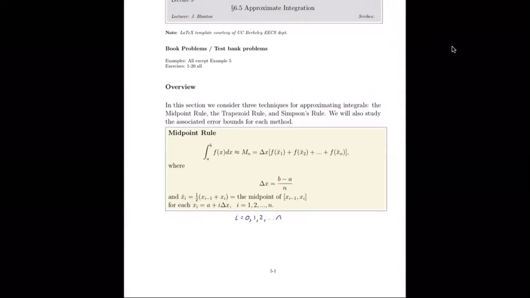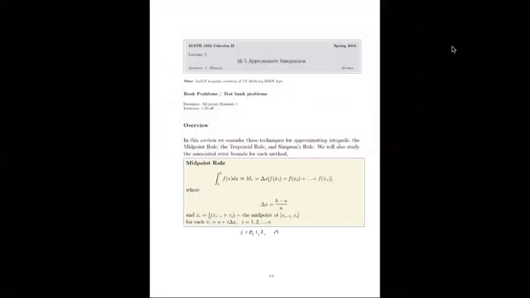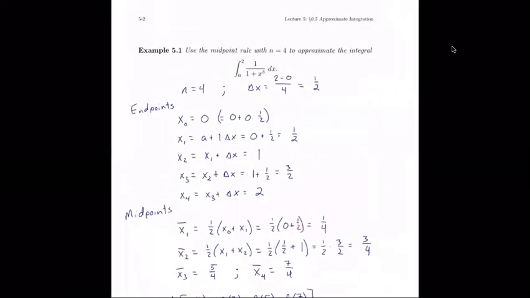And if you follow that check, you'll see that that's the case. So that's our formula for the midpoint rule. We'll see the trapezoid rule and then Simpson's rule in a subsequent video. So let's have a look at applying this midpoint rule. The question asks us to use the midpoint rule with n equals 4 to approximate the given integral.